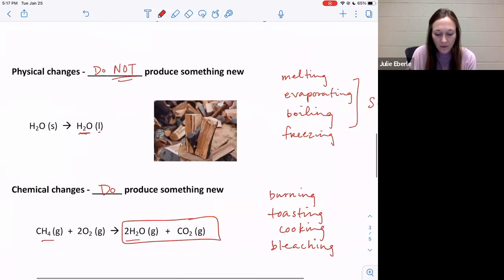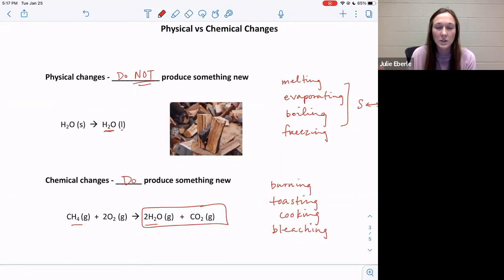So hopefully that simplifies it a little bit. Mainly just ask yourself for any change, is my matter a new substance, or is it the same substance, just maybe in a different form, or broken down into smaller pieces?